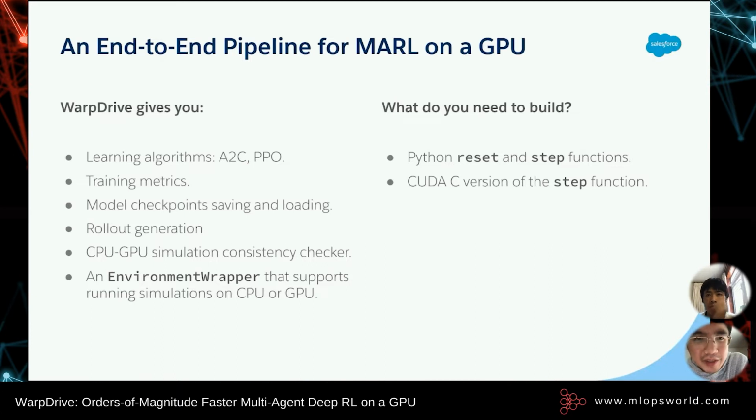And this is custom because, again, the data all resides on a GPU. We have utility functions to generate rollouts for you. If you are porting your own simulation from a CPU version to a GPU version, we have a consistency checker tool to make sure that you're correctly implementing your own GPU simulation. And we have a flexible wrapper that can automatically switch between simulations that run on a CPU or a GPU. So we try to make life as easy as possible for you.